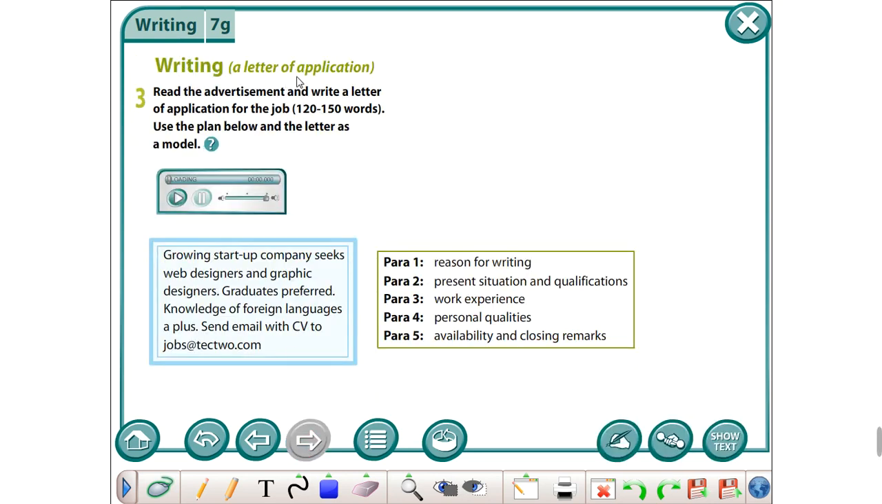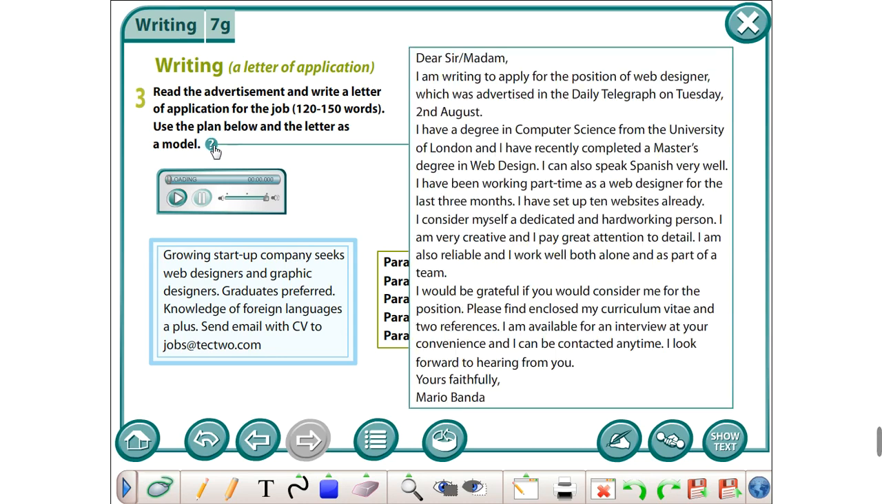And writing a letter of application. Now it is your turn to write a letter of application. I'm giving you a model.